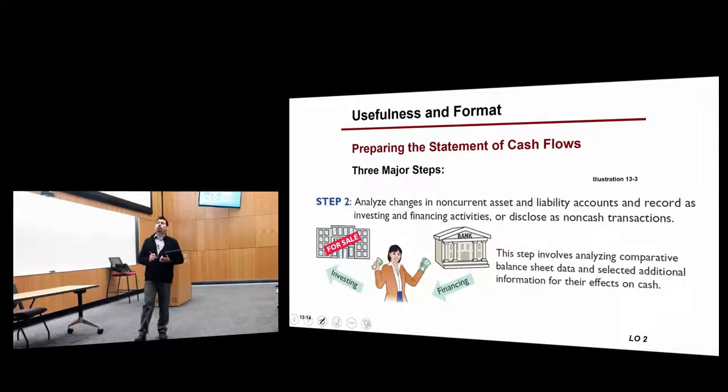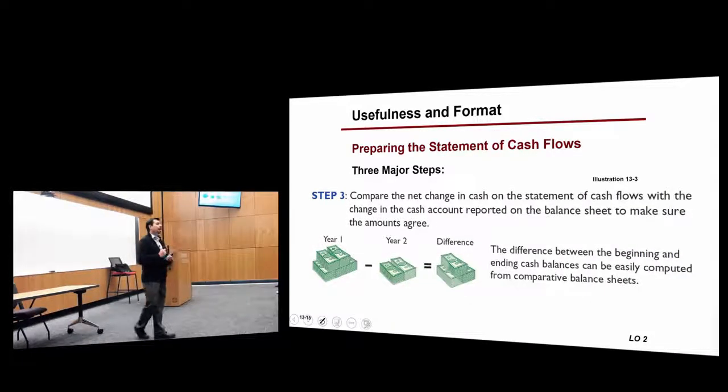Second one is where we analyze the changes in equity, long-term investments, and long-term liabilities. So you look at those ones to prepare the investing and financing activities sections. Now we have prepared the 3 sections. The third step is where you actually look at the net change in cash. So this is whether it was a net increase or net decrease in cash.